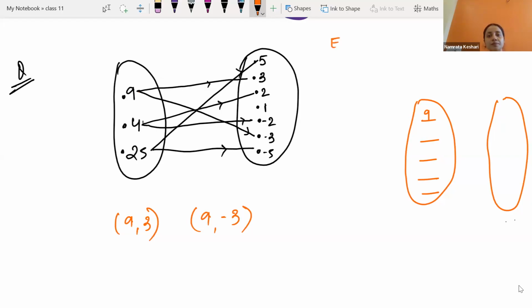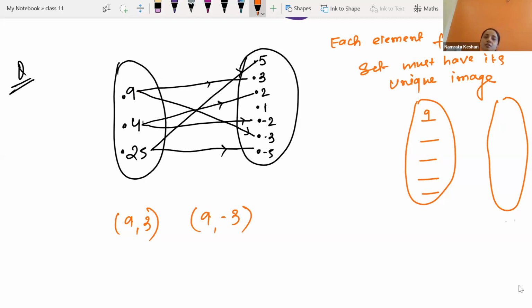Each element from the first set must have its unique image. That is rule number 2. The first rule says that each and every element must have its image. All the elements must have their image in the second set. And the second rule says that the images have to be unique.